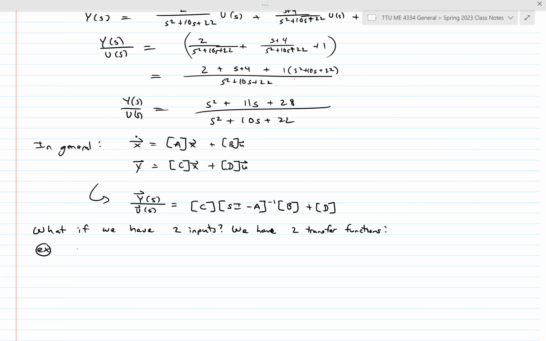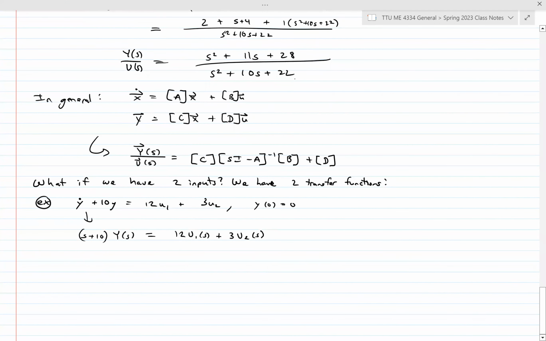So for our example here, y dot plus 10y is equal to 12, now it's going to be u1, our first input, plus 3 u2 for our second input. We can't get a single transfer function for this on its own. We can get two separate transfer functions because we have one output but two inputs. So we would still do the same thing as always. We do a Laplace transform. I'm just going to group the terms on the left together.